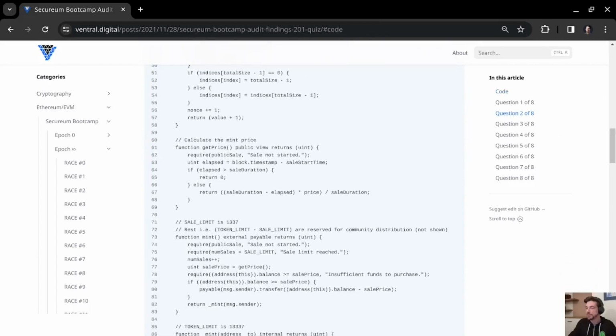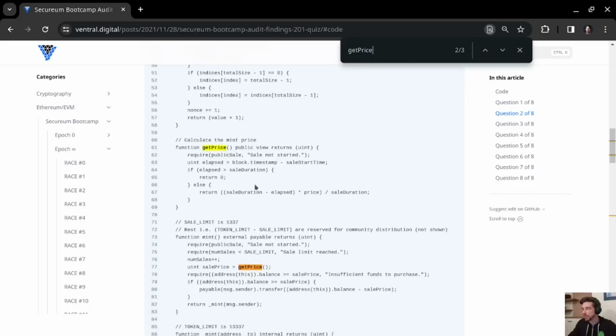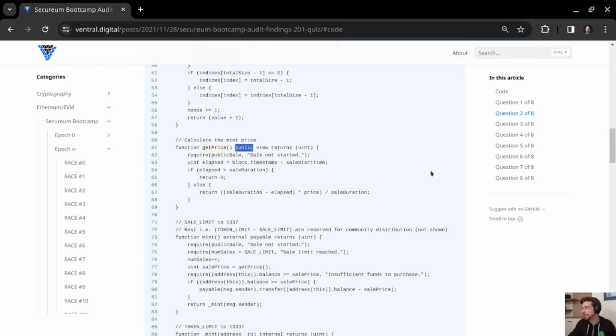We can see here the getPrice function, which is public view. And when we look, we can see that it is actually called during minting, which makes sense because the minting function needs to make sure that enough Ether has been sent to be able to pay the current price. Therefore, this needs to be at least internal. In this case, it's public, so people from the outside can also request what the current price is. But we cannot change this to external because then it would no longer be internally callable from the mint function. So that option doesn't make sense.